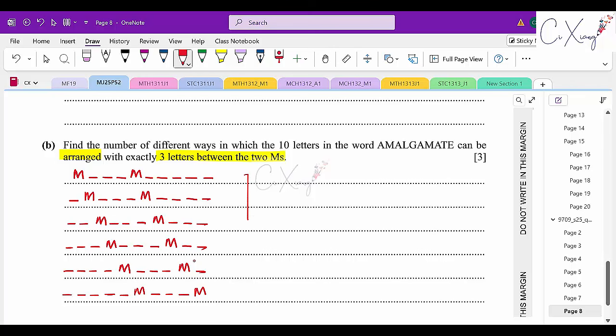So all this means 6. Okay, but of course some students will say, oh, why don't you group the M, 3 letters and the M together as one unit, then the other things as one? Also can, but for me my habit is I prefer to keep all the letters arranged freely, so I don't want to group M and the 3 letters in between as one unit. I want to arrange all the letters freely. So what I do is I just consider the position of the M first. Okay, then after that only I can arrange all the letters freely.